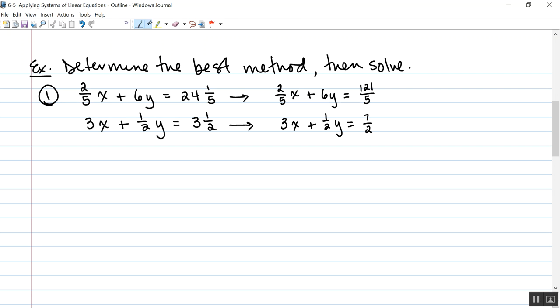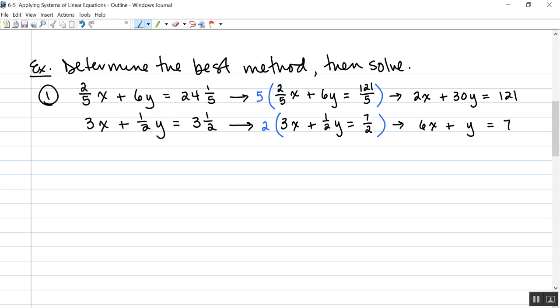Now, before I start looking at elimination or having to multiply by something, I'd like to get rid of those fractions. So let's go ahead and multiply the first equation by 5, and let's multiply the second equation by 2. I chose those numbers because those are the denominators, and it will cancel out or bust those fractions. So now this equation is going to turn into 2x plus 30y equals 121. It just gets rid of my denominators. Second equation, multiplying by 2, is going to give me 6x plus 1y equals 7. Much better looking equations, no fractions.